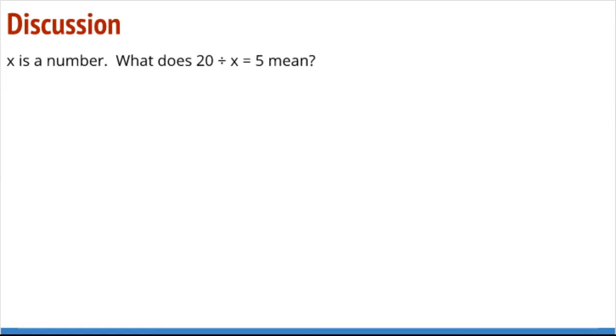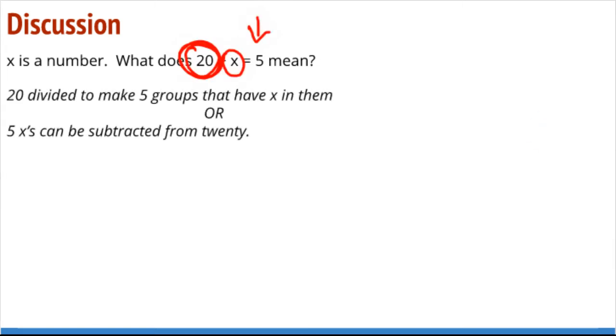All right, so here we're going to try and work on the general. So x is a number, and we're asking ourselves, what does 20 divided by x equals 5 mean? Well, stopping and thinking here, it says that we've got 20, and it means we're going to subtract x out 5 times. We don't know what x is, but we know that we're going to subtract it 5 times. So 20 is divided to make 5 groups, or that 5 x's can be subtracted from 20.